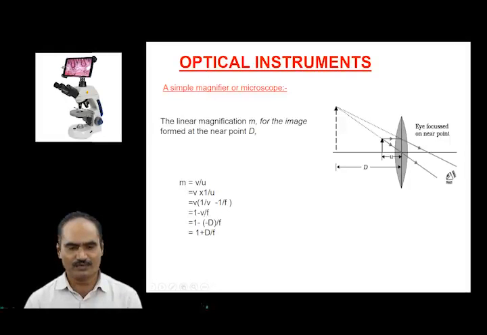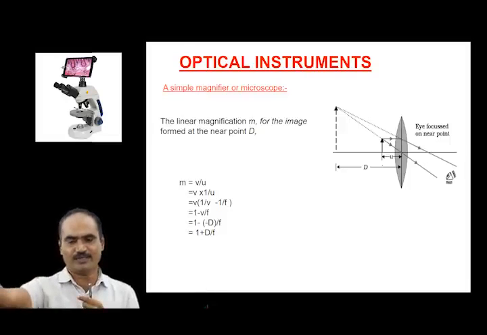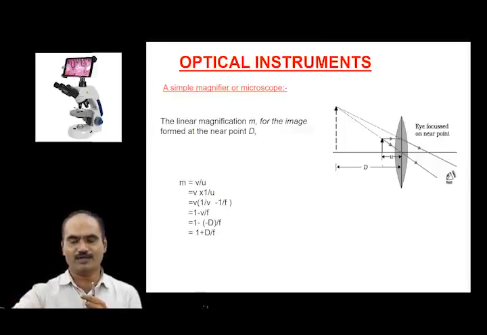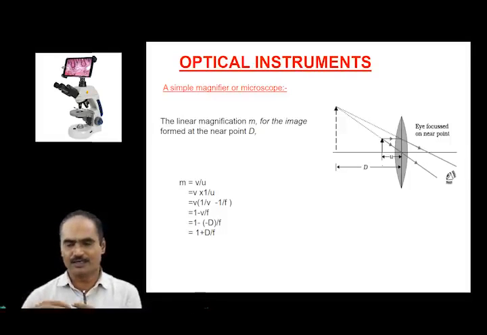And one more thing here: whenever you are keeping a lens like this, the image should be formed at the distance of least distinct vision, not beyond that. If it forms beyond that, you will get a very enlarged image, but a blurred one; you will not get a clear image. To see a clear image, the image should be formed at the distance of least distinct vision.